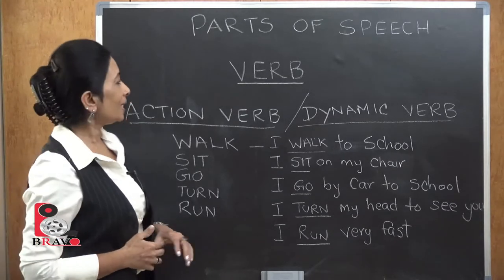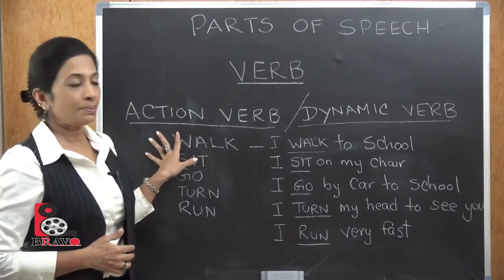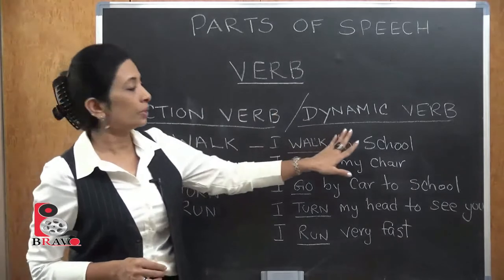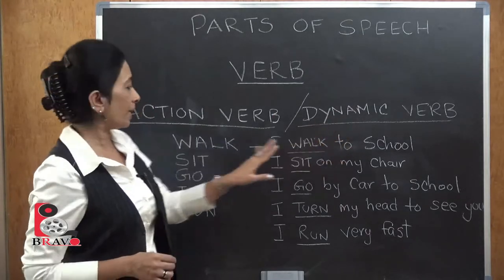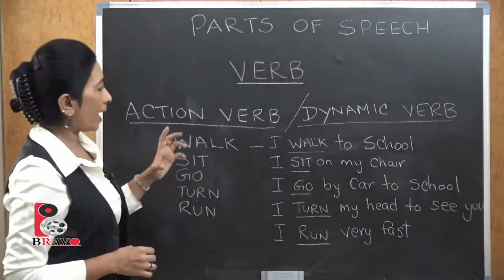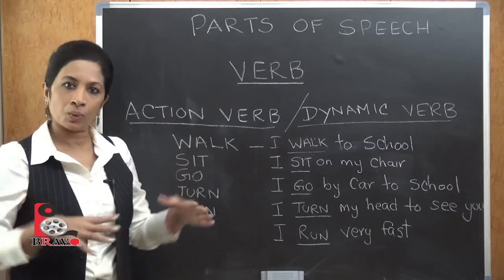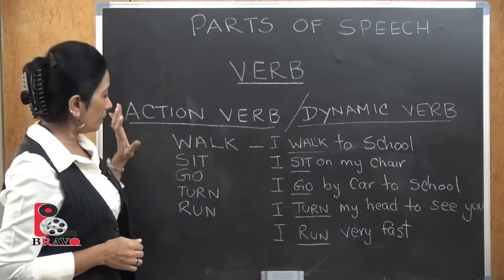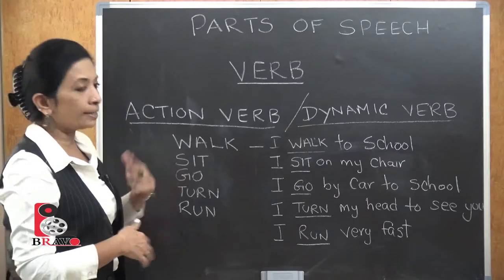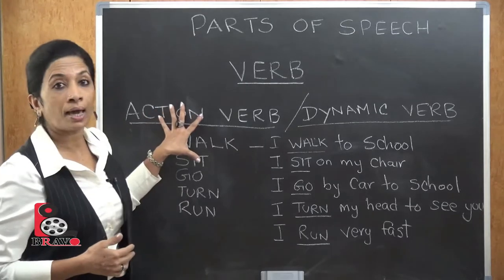Now the first one is the verb, right? There are two types of verbs. I'll speak about the first one first, which is the action verb, also known as the dynamic verb. Now, action verbs obviously means it has to have action within the sentence. So for example, walk, sit, go, turn, run: anything we do in daily life comes into the category of the action verb.